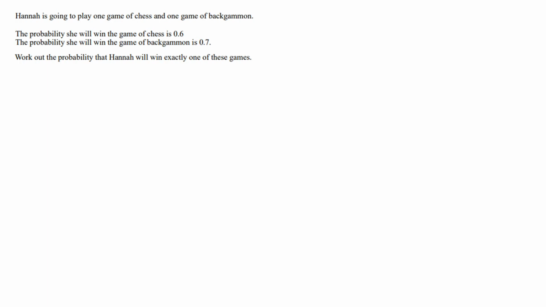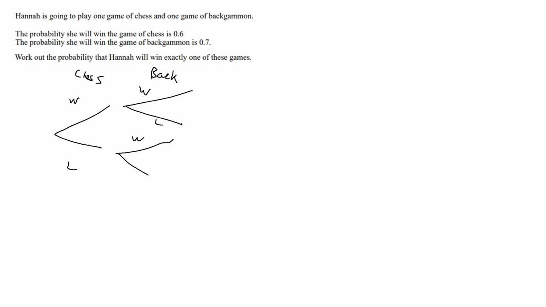Okay, so the first thing we want to do is draw a probability diagram. This is going to be for chess, and this is W, and this is L. And then this one's going to be for backgammon. This is going to be a W, and this is an L. This is a W, and this is an L. Okay? So now let's work out the probabilities.